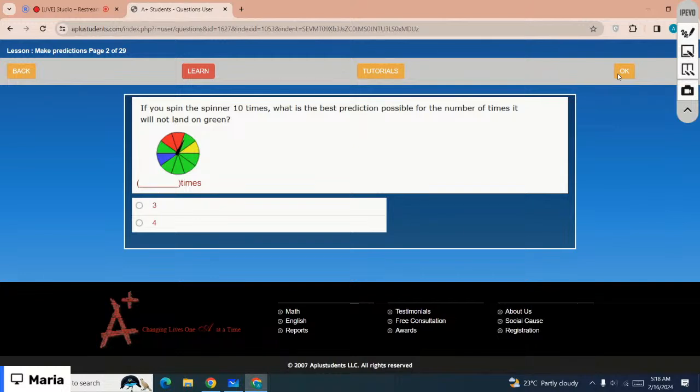The correct option is four times, right? Because you have only four times you will not land on green, right? Yes, that is four. Good. The correct option is four.